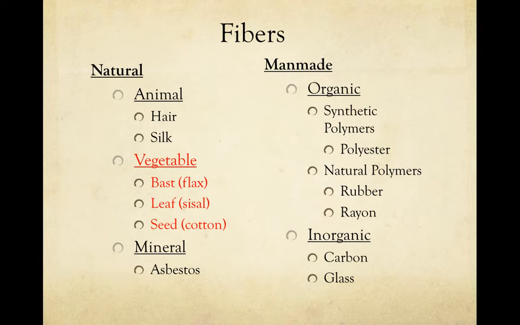The next category of natural fibers are the vegetable fibers. These come from plants, and they're organized by where on the plant they originate from. A bast fiber comes from the bast, which is the outer skin of plant stems. Leaf fibers come from the leaves of plants, like sisal. This is an example. And then seed fiber comes from the seeds of plants. Cotton is an example of a seed vegetable fiber because cotton is actually the fiber surrounding the cotton seeds.